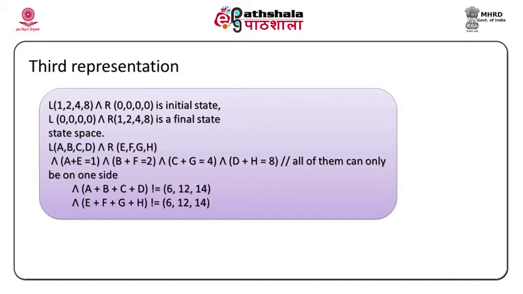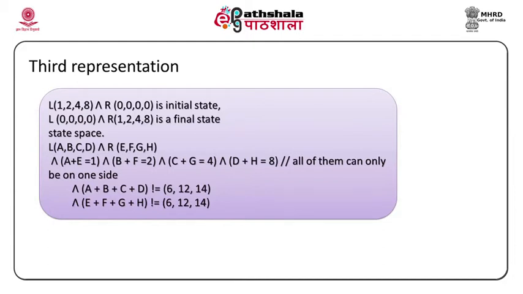If the farmer is on any side, the summation is always going to be odd. What we do not want is fox and chicken. When fox and chicken, the fox value is 2, chicken value is 4, total becomes 6. So, when the total is 6, that means only fox and chicken are on that side, which we do not want. So, 6 is not allowed.